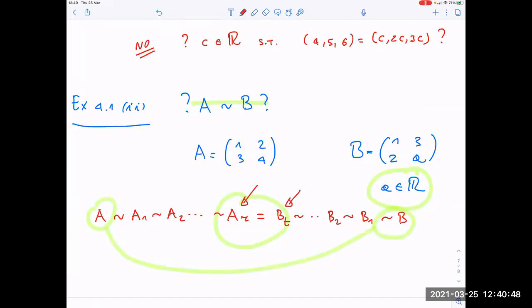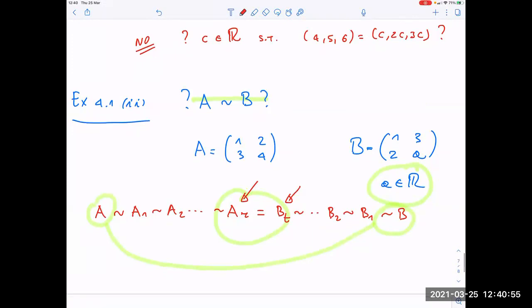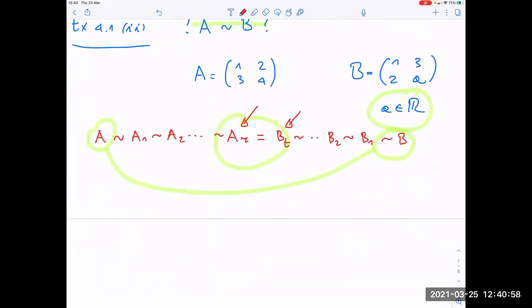Try to get them into a shape in which it's possible to answer just by looking. And what shape can we choose? Well, the one with a lot of zeros. So what will be a good thing to do is to say that A is equivalent to something like this: 1, 2, and then let me know if this is convincing you. 3 minus 3 is 0, 4 minus 6 is minus 2. So I change row 2 into row 2 minus 3 row 1.